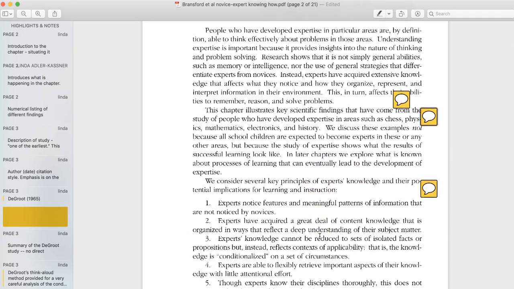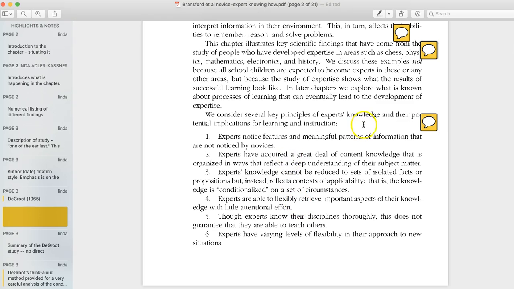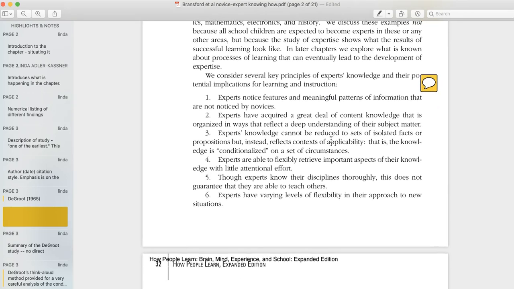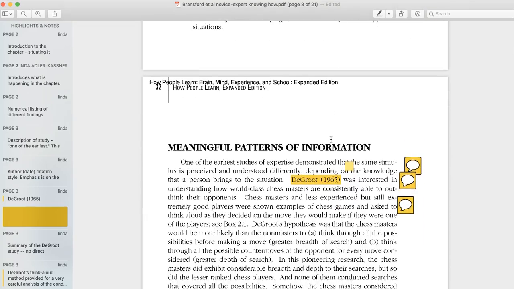Next, I scroll down, and you can see that I've bubbled here, I've pointed out, there's a numerical list. If there's a numerical list, it's likely that it's going to be important findings, and I can tell that because it says, we consider several key principles of experts' knowledge. Well, that tells me this is what's going to be considered in the chapter. Very important for you, that is you, pretending you are my students, to pay attention to that as well.